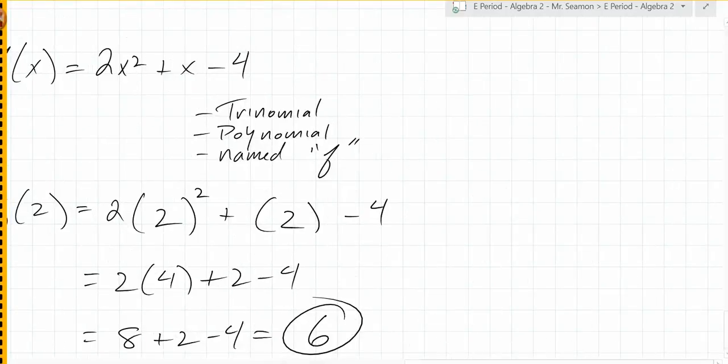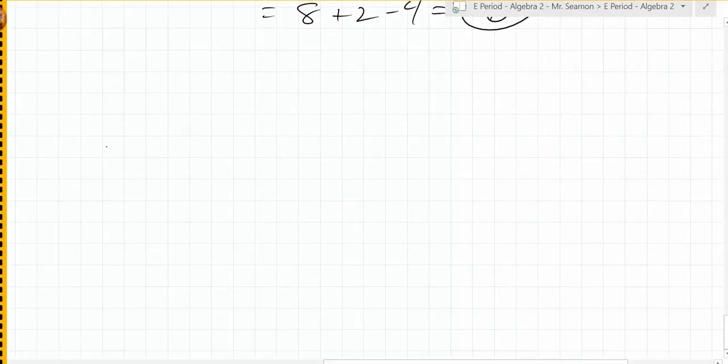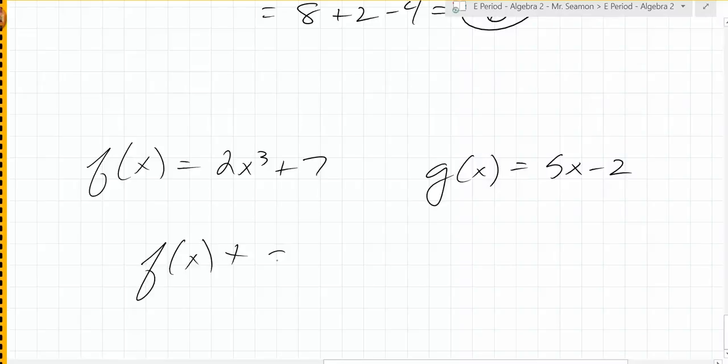What about if I asked you f of a? What would that be? Substitute a in for x. So what would it become? 2a squared plus a minus 4. So whatever you plug in there is just going to get substituted in for x. That's it. What happens if I said this? Let's say f of x was equal to 2x cubed plus 7 and g of x was equal to 5x minus 2. Let's say I asked you for f of x plus g of x. What does that mean?